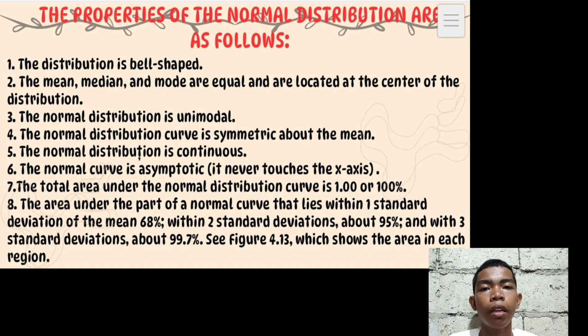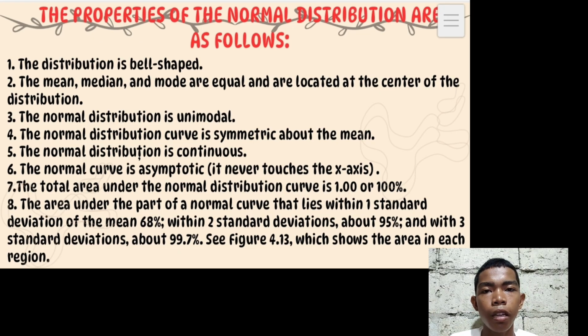Number 4, the normal distribution curve is symmetric about the mean. The left side and the right side of the curve are mirror images. It looks the same on both sides of the middle. Number 5, the normal distribution is continuous. The line of the curve never breaks. It's smooth without gaps. Number 6, the normal curve is asymptotic. It never touches the x-axis. The ends of the curve get very close to the bottom line, the x-axis, but never actually touch it.